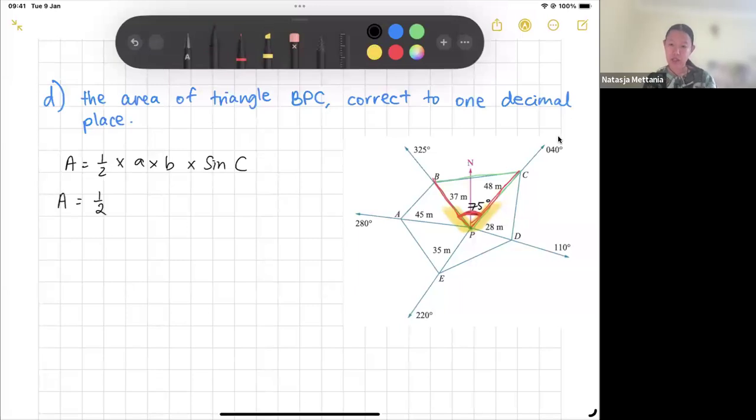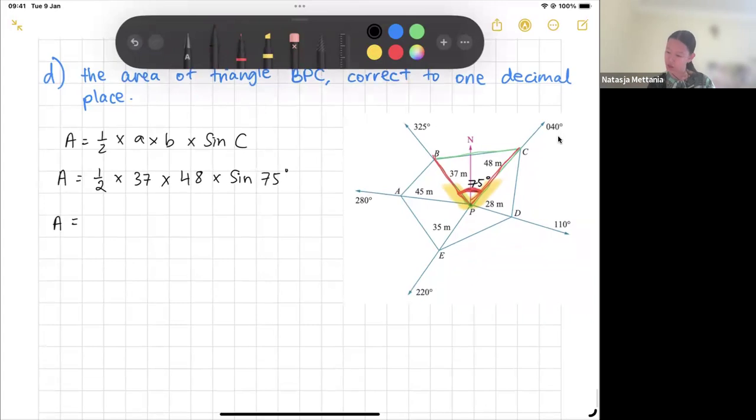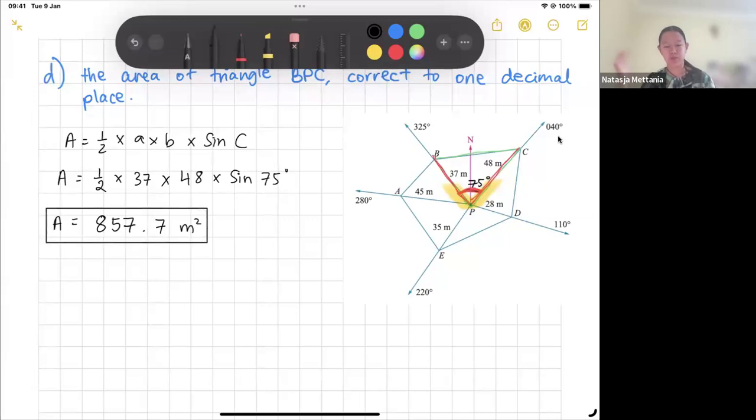So with everything there, the area equals half times 37, times 48, times sine 75, my included angle. If you put that into the calculator, rounding to 1 decimal place, it should give you 857.7 meters squared. Make sure that if it asks for area, you include meters squared, or the squared with your units. Hopefully that makes sense about compass radial surveys.